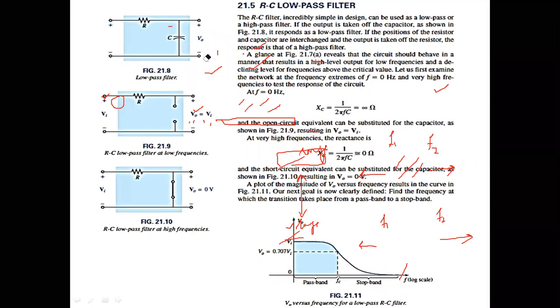The first one is the low pass filter. So now this is the RC circuit, but we will get the output from the capacitor.